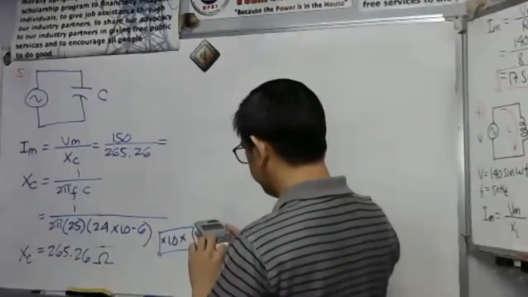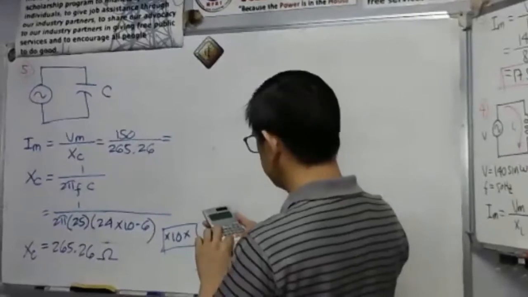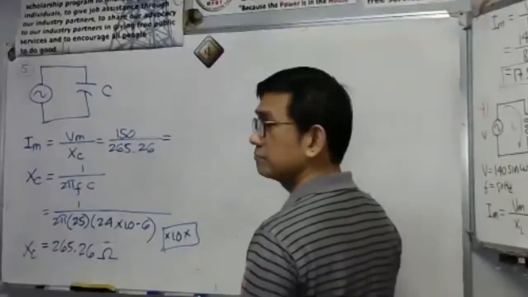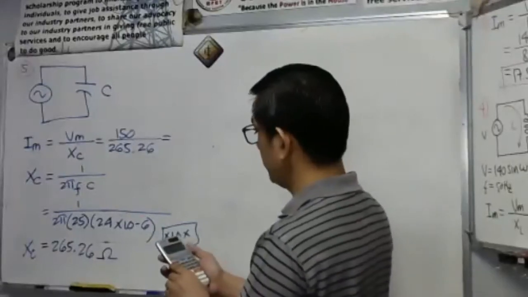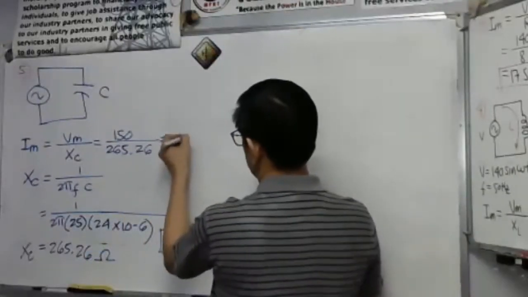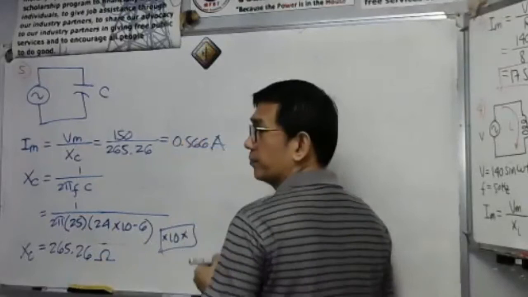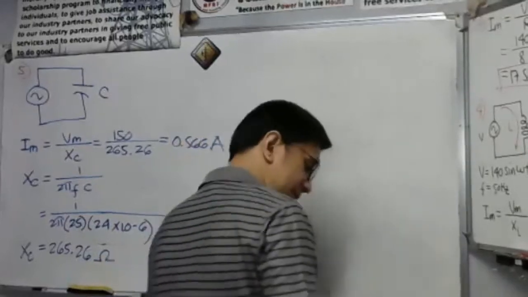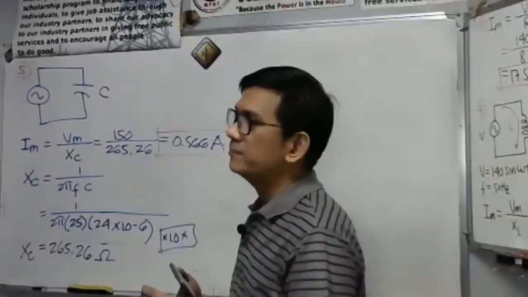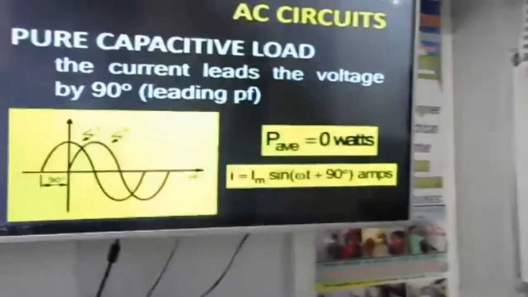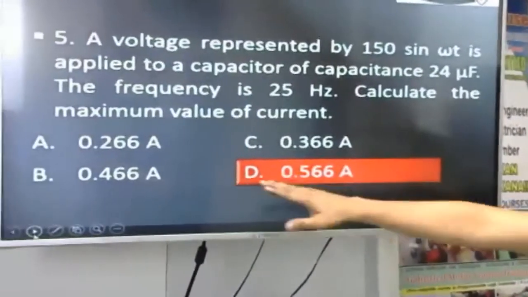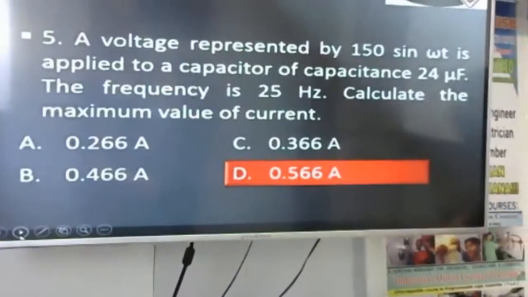So we have here 150, then divided by 265.26 equals 0.566. 0.566 amperes. That is our answer. So that will be letter... Okay, partner, anong sagot natin? What is our answer? There you are. So our answer is letter D.